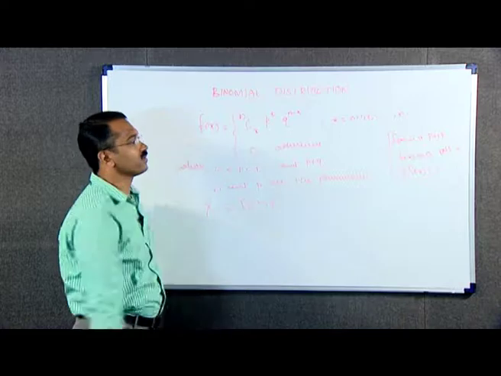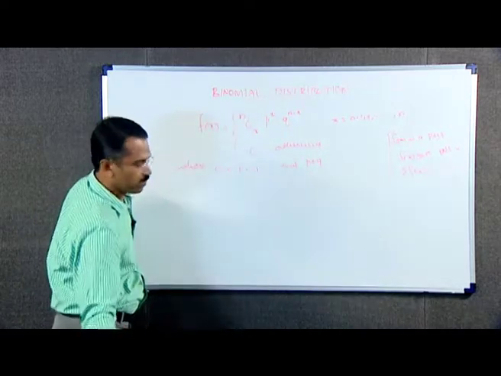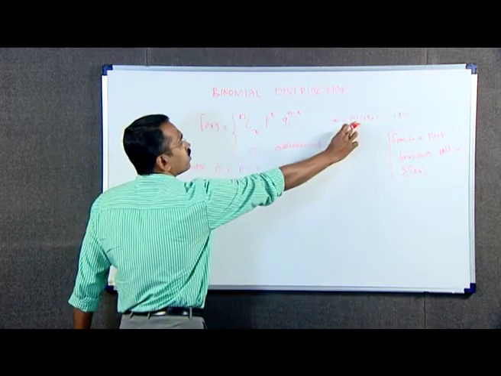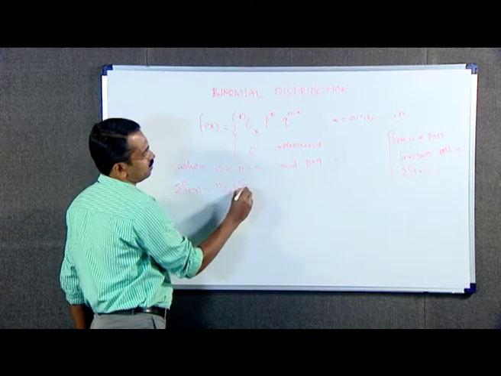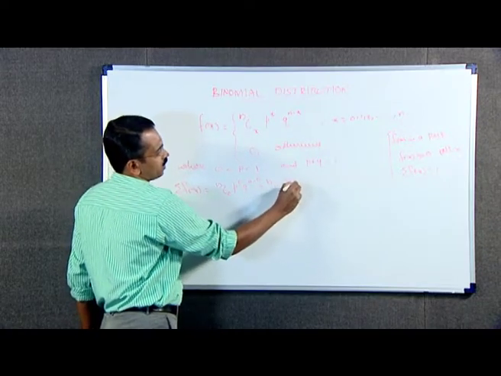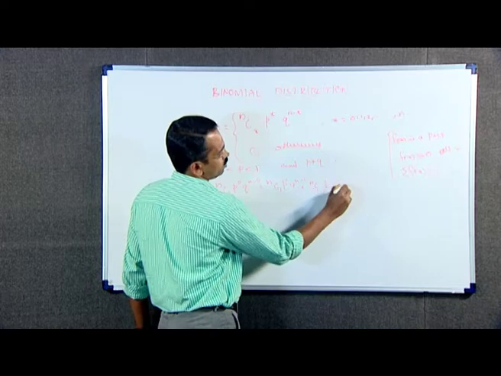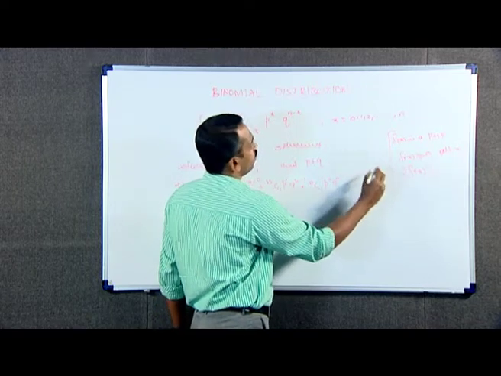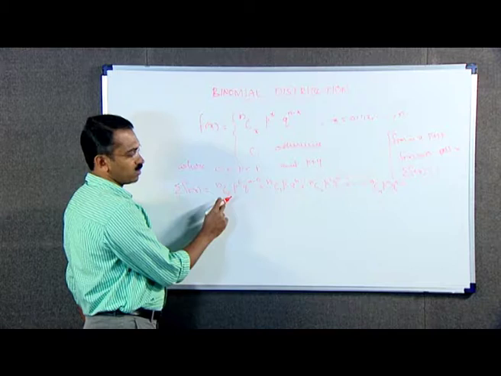Now, the total PMF, that is summation f of x, is equal to, if we substitute values of x in this, we get nC0 p raised to 0 q raised to n minus 0 plus, for x equal to 1, this is nC1 p raised to 1 q raised to n minus 1 plus nC2 p square q raised to n minus 2 plus etc. plus, for x equal to n, this is nCn p raised to n q raised to n minus n.